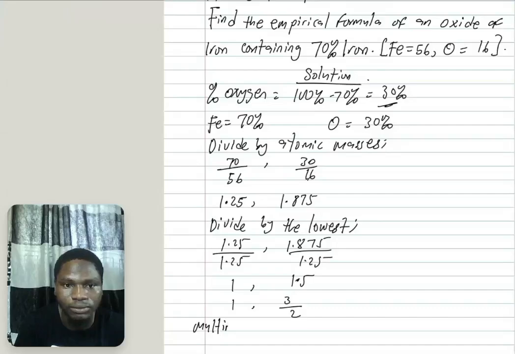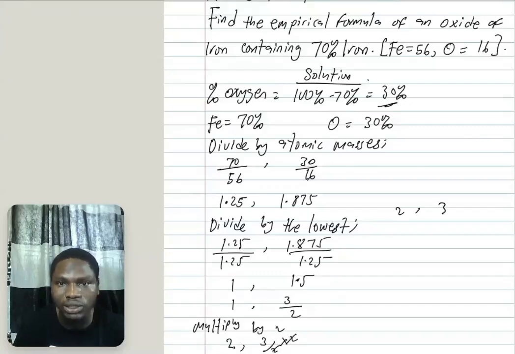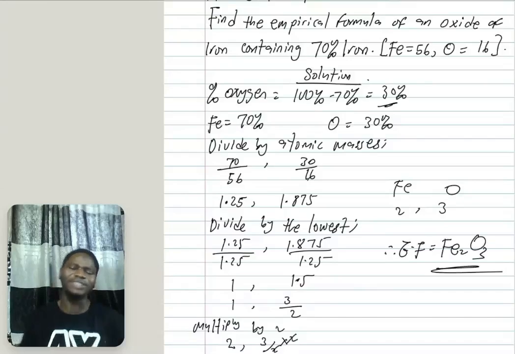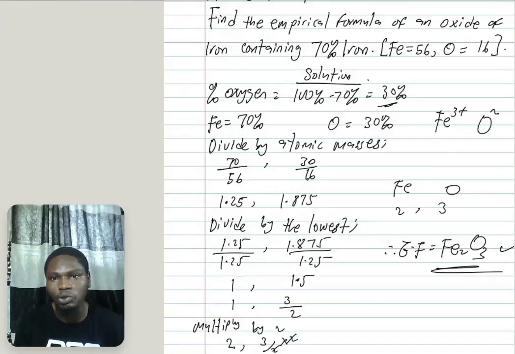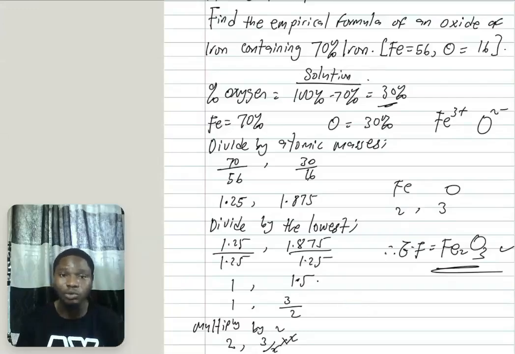So multiply by 2. We have 1 times 2, that's 2. Then 3 over 2 times 2: 2 cancels 2, and this is 3. Remember, this is for iron, this is for oxygen. So therefore, the empirical formula is Fe2O3. And that is it. This is very correct. If you remember when we were doing our valency, you see that it makes sense. Iron 3 combined with O 2 minus. So this is very correct. The other one, where the student approximates this to 2, is wrong. So that's that about that. Thanks for watching.